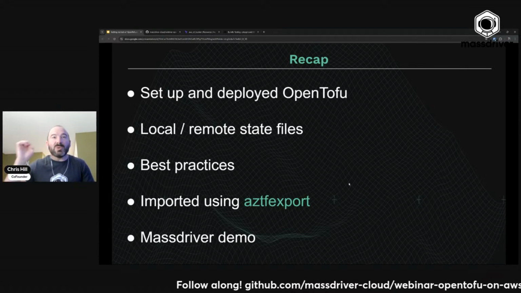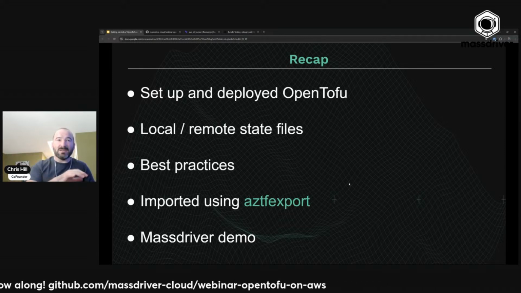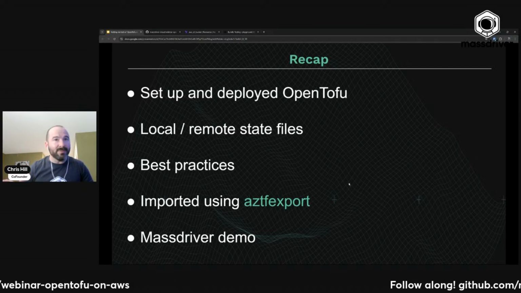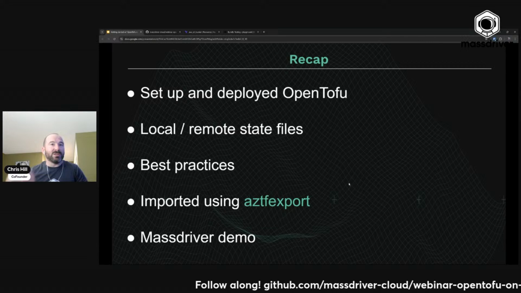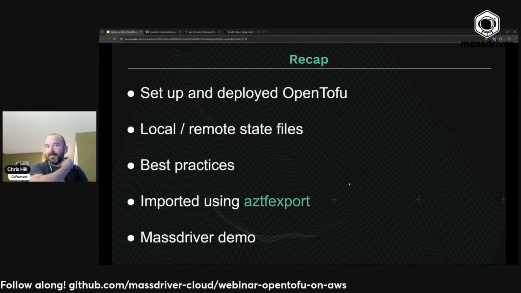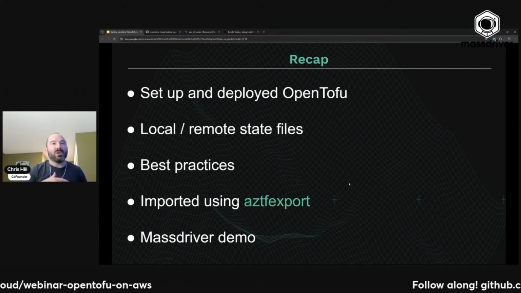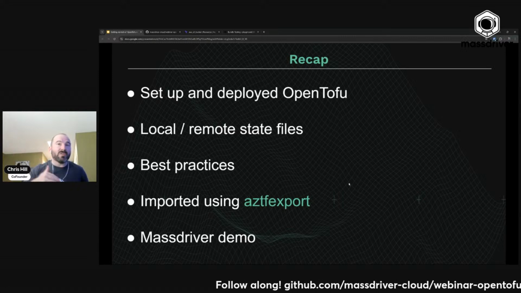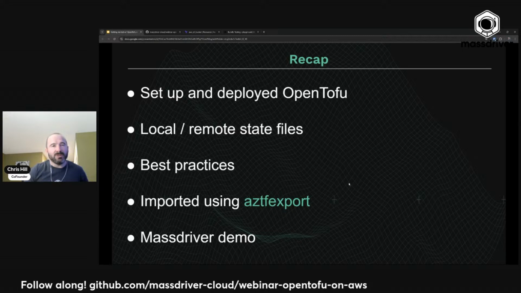But what we did do is we set up OpenTofu. We deployed resources. We talked about state files and why they are important and why you should always store them remotely. We then took a local state file and transitioned it to being managed remotely in an AWS S3 bucket. We then obliterated that state and showed how you can use importing to take those existing resources and either recover state or create new state based off an OpenTofu configuration.